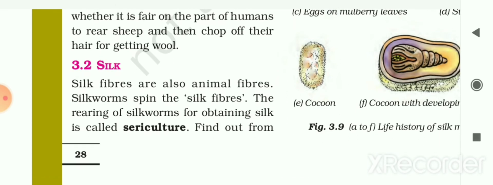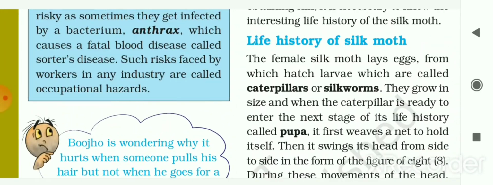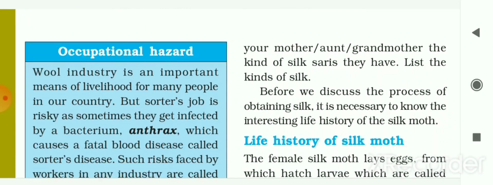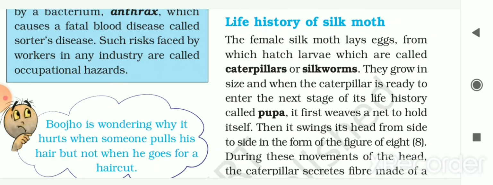Silk fibers are also animal fibers. Silkworms spin the silk fibers. The rearing of silkworms for obtaining silk is called sericulture. Find out from your mother, aunt and grandmother the kind of silk sarees they have and list the kinds of silk. And before we discuss the process of obtaining silk, it is necessary to know the interesting life history of the silk moth. So first let us see the life history of the silk moth.